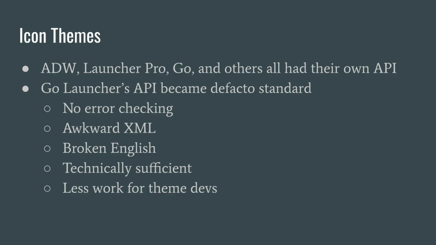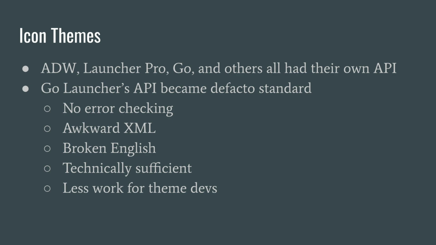Icon themes, as I mentioned, these were really important to users. ADW Launcher had its API, Launcher Pro had its, Go had its, and then all these theme developers, who were mostly artists, not programmers, had to add intent filters and different XML to support this. Icon themes at that time were smaller, but they'd still be 1,000 icons. Today they'll be like 6,000 icons. So just managing XML to map an app to an icon is a ton of work.